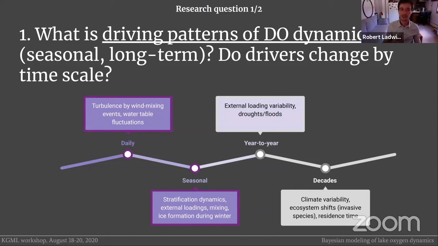So for example, on the daily timescales, you could have wind-induced turbulence that drives oxygen. On a seasonal timescale, you could have stratification. On a year-to-year timescale, you could have the impact of, for example, flash floods, so extreme events. And on decadal timescale, you could have climate change or a shift in the ecosystem that is driving oxygen.